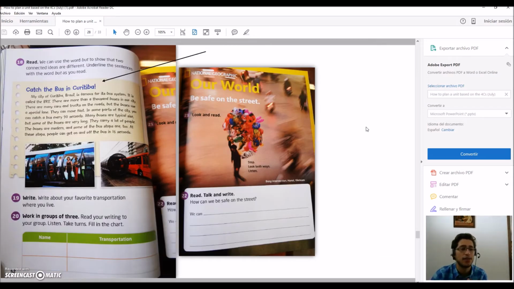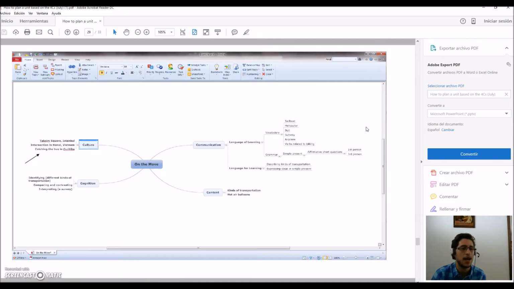And I also found another reading about catching the bus in Curitiba, Brazil. That's in another part of the world that has a cultural background. Students are going to learn how that works in Brazil, in Curitiba. So I put that topic in culture. Catching the bus in Curitiba, Brazil. And as you see, we have completed our map with the different C's. Page by page, I was finding elements that I was placing right in the 4 C's.